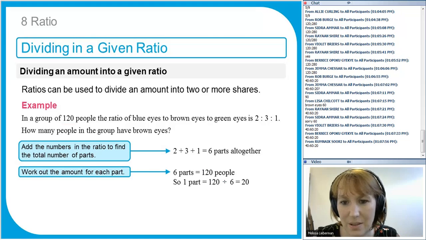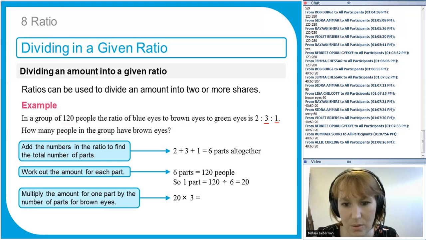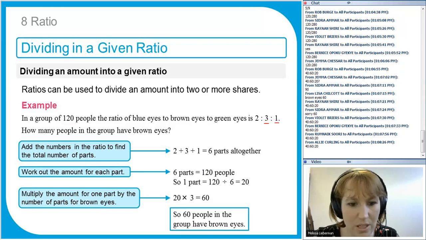This 2 here, 2 times 20 is 40. And then for the middle one, 3 times 20 is 60. So we just work each one out. Oh, well, the question was brown eyes. I should have read the question properly, because the question just said how many people in the group have brown eyes. That was me trying to work out all of them.